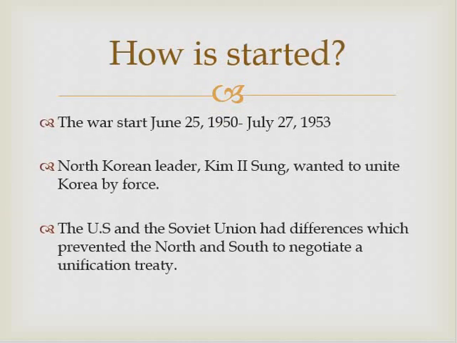How it started? The war started on June 25, 1950, and it ended on July 27, 1953. North Korean leader Kim Il-sung wanted to unite Korea by force. The US and the Soviet Union had differences which prevented the North and South to negotiate a unification treaty.